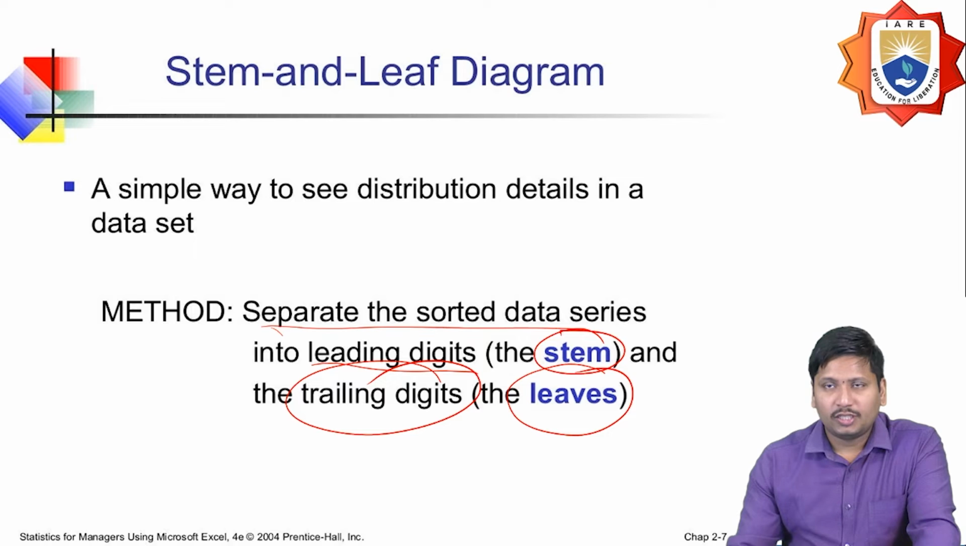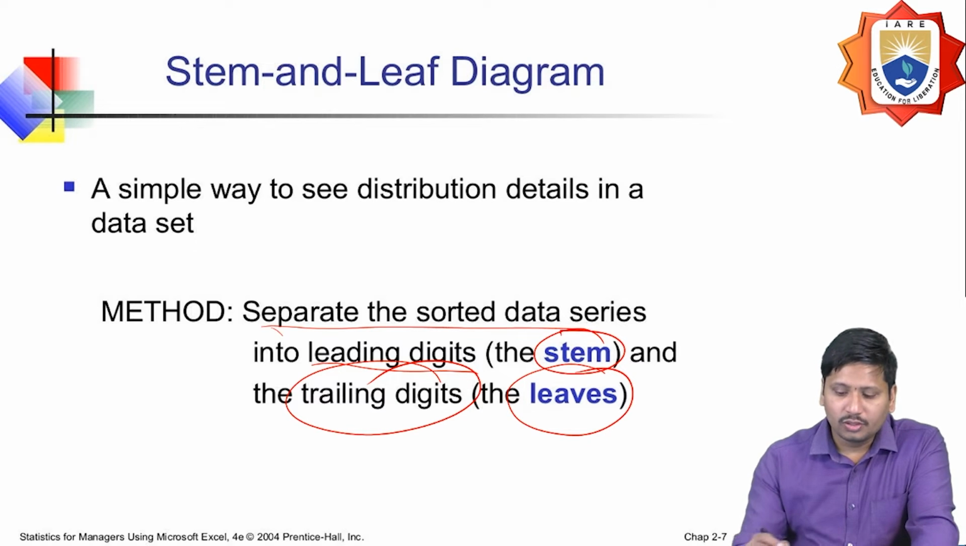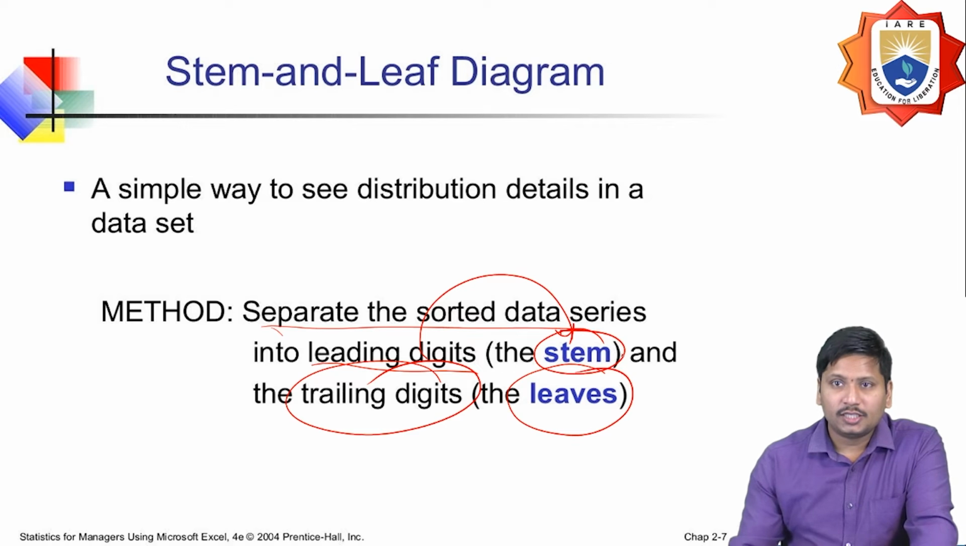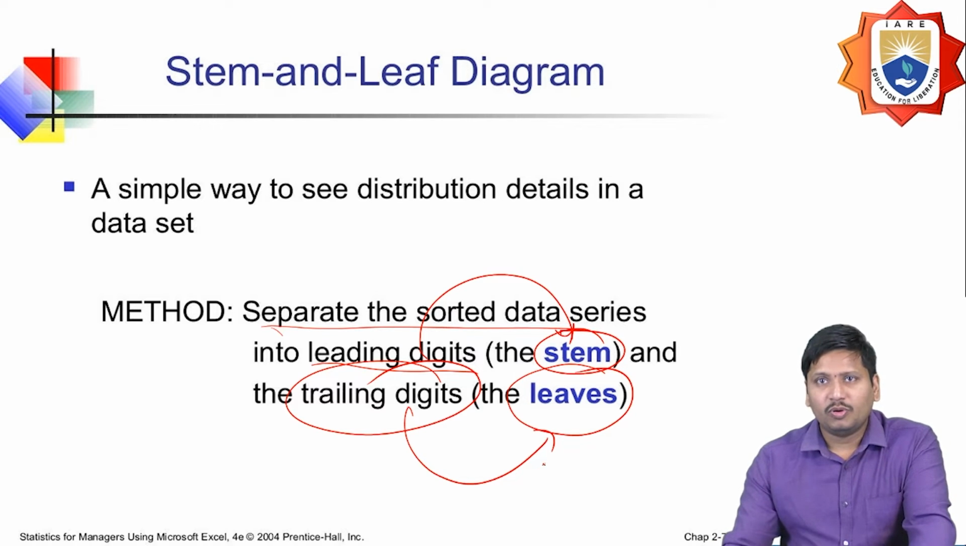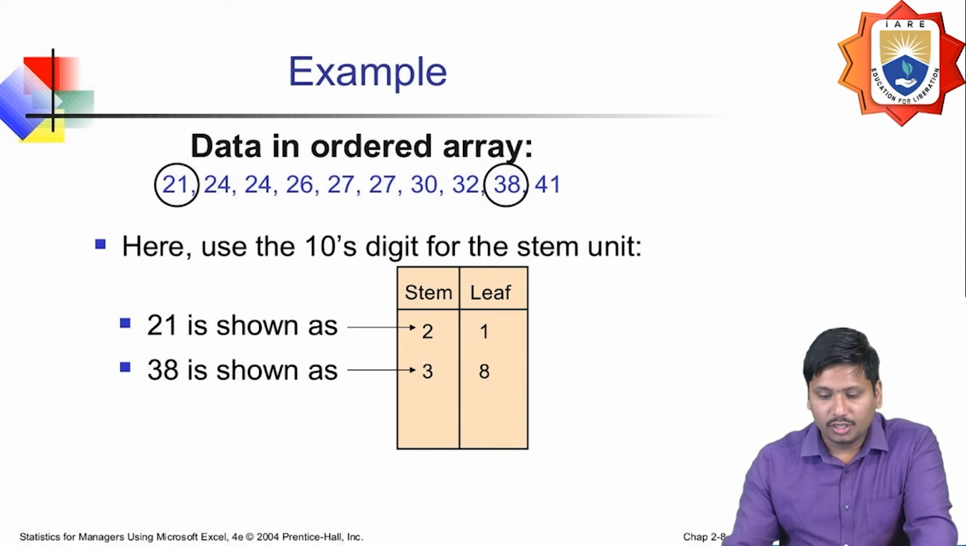So we can construct it from the ordered array values by taking the data and separating the leading values and the trailing values. The leading value is treated as the stem, and the trailing value is treated as the leaf. So this is the simple way of constructing this. Let's take an example here.